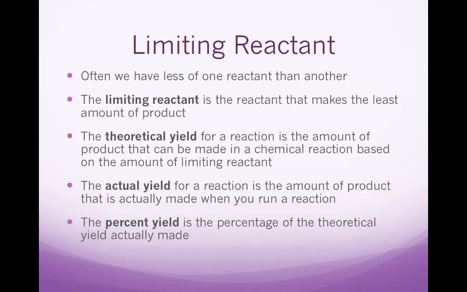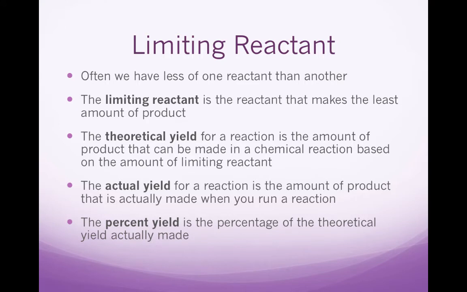The theoretical yield for a reaction is the amount of product that can be made in a chemical reaction based on the amount of limiting reactant. So if I look at my limiting reactant and I have X number of moles, my theoretical yield is how many moles of product I should make from that number of moles of reactant. The actual yield for a reaction is the amount of product that's actually made when you run a reaction. The percent yield is the percentage of the theoretical yield actually made. Pretty much never do you actually make the theoretical yield when you run a reaction in the lab.